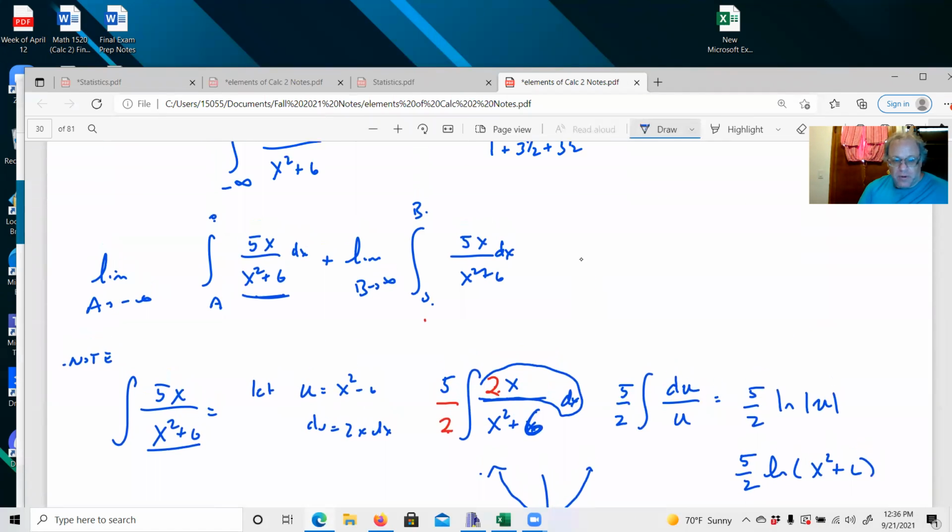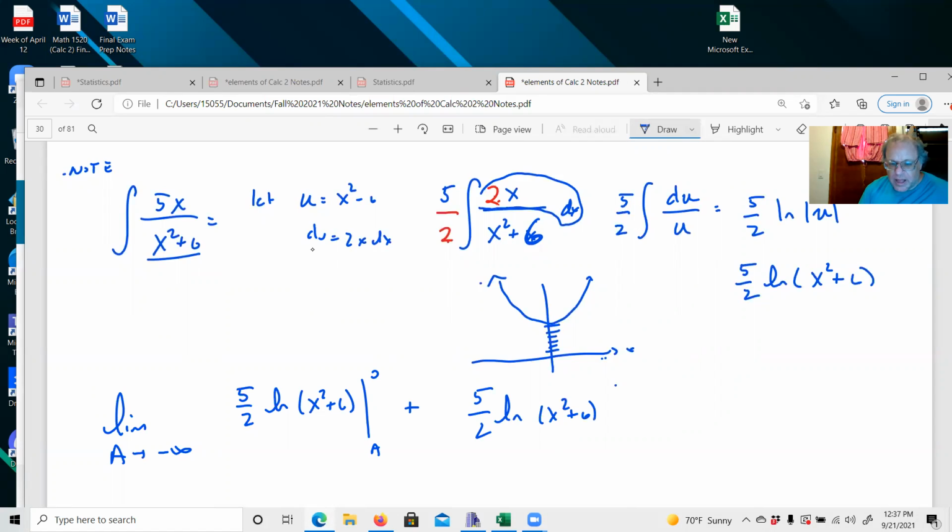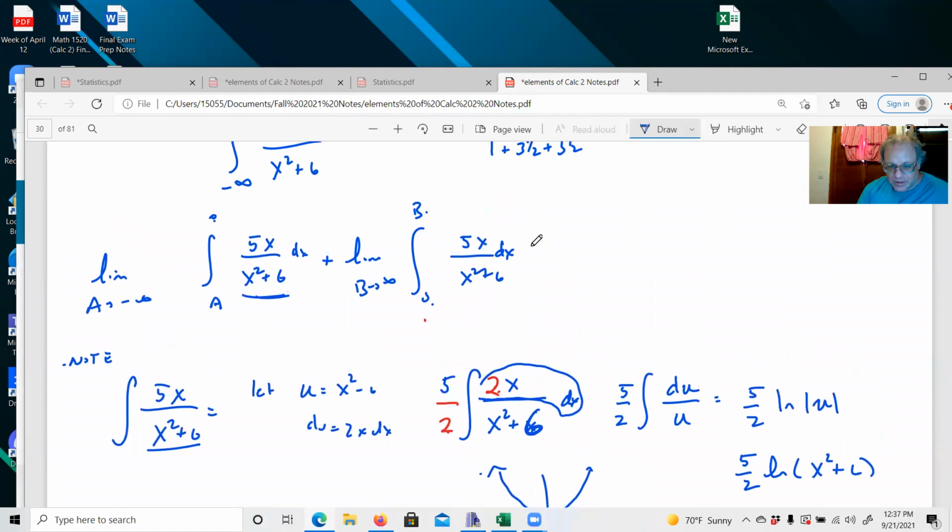We are here. Okay. So what is the integral from a to 0 of 5x over x squared plus 6 dx? So we're going to have the limit as a goes to negative infinity of 5 halves natural log of x squared plus 6. Now we're going from a to 0. Now we're going to add 5 halves natural log of x squared plus 6, and we're going from 0 to b. Does that make sense? Where we used all of the scratch work here to figure this out.